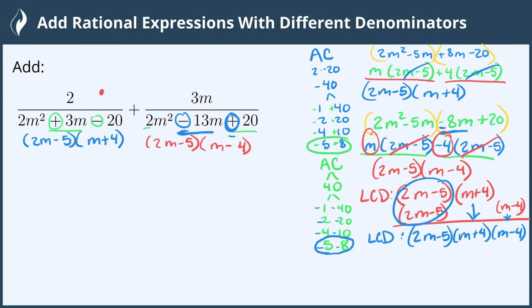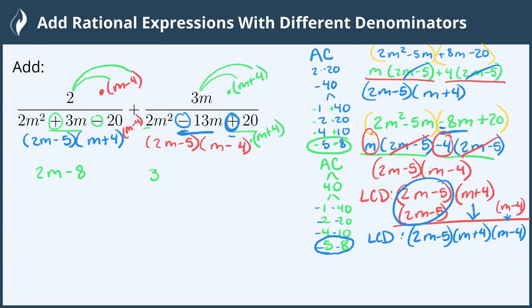I'm going to use a different color. M minus 4 to the numerator and the denominator, m minus 4. The denominator for the second one is missing the m plus 4. So we'll multiply numerator and denominator by m plus 4 and m plus 4. Let's go ahead in our first numerator and do the distributive property. So we end up with 2m minus 8. And in our second numerator, we'll do the distributive property here.